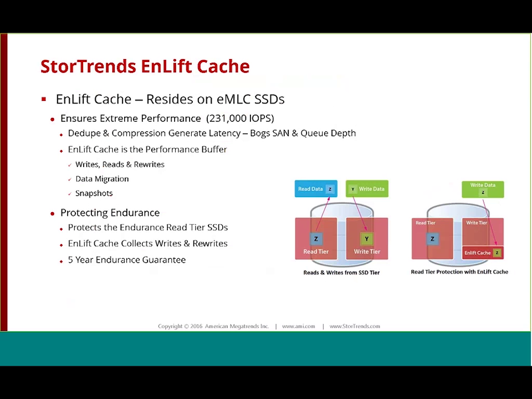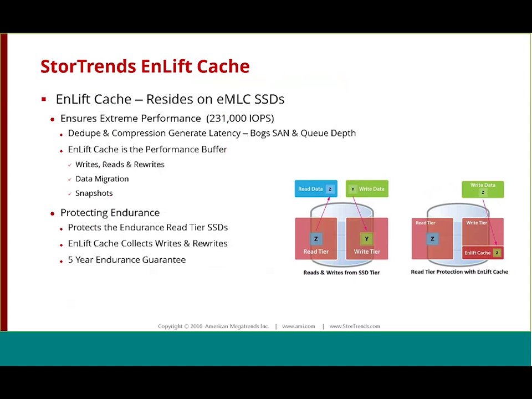All right, so StorTrends In-Lift Cache. This is another highly patented technology that we have in StorTrends. It resides on our enterprise MLC drives in the box, and it does 2 things. First, it provides extreme performance. When you look at what you're going to see from an IOPS perspective under a standard load on this box, you're going to see around 231,000 IOPS. That's with dedupe and compression turned on. They normally generate latency. Most of the time they bog the SAN and create queue depth issues.